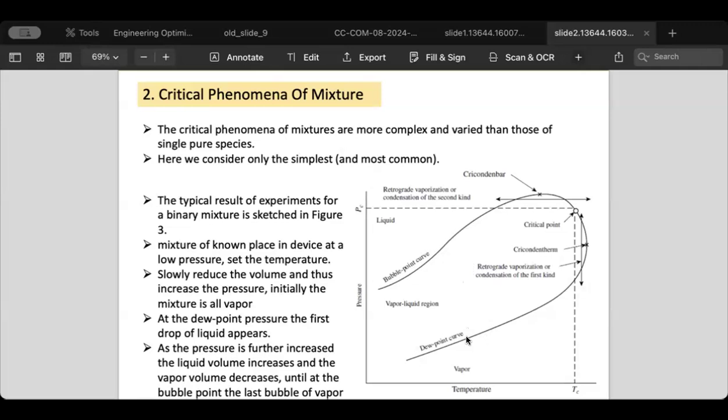Most of the mixture vaporizes, but of course you still have a small drop of liquid. I can say the last drop of liquid. You keep depressurizing it, and everything vaporizes. Or you can move this way.